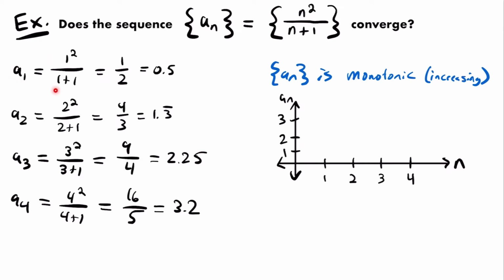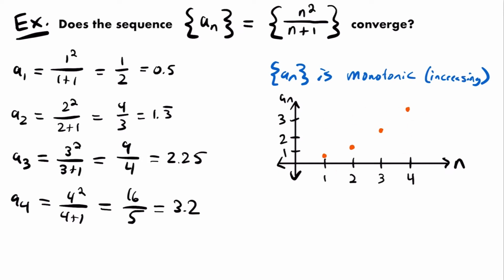And now a sub 1 is equal to 0.5, and so that's when n equals 1, and 0.5 is right about there. So we will have our first term there. Then a sub 2 is 1.3 repeating, so that will be right about there. And then a sub 3 is 2.25, and so that will be right about there. And then a sub 4 is 3.2, and so that will be up here. All right, so you can see that with each subsequent term, the value of those terms is increasing, just like we found. And so can we conclude that this sequence has an upper bound and a lower bound?